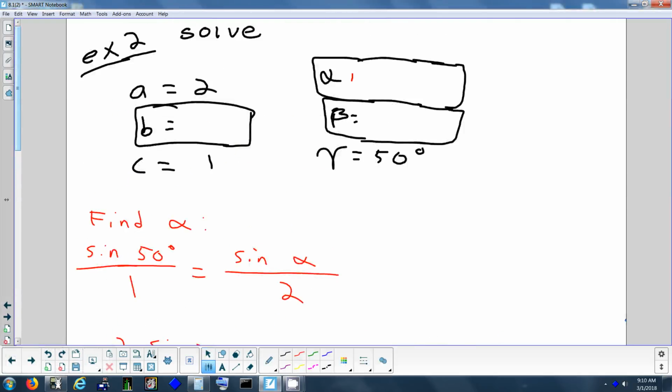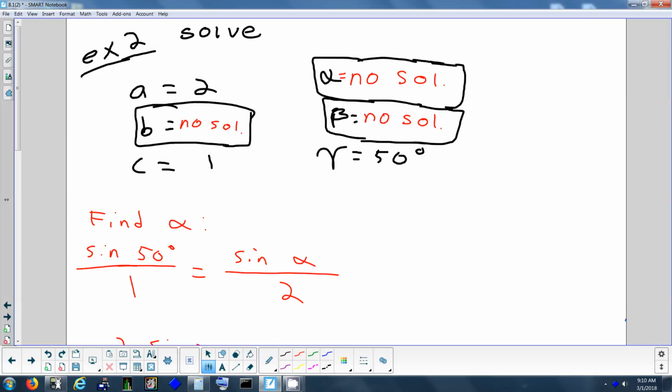Okay, so that means you can't find alpha. And if you can't find alpha, then you can't find anything else. Because now that you have alpha, what you would normally do is add it to gamma, subtract from 180, and you'd get beta. But you can't do that. And if you can't get beta, you can't get the side that's across from it. So very nice in terms of work, because you really do one calculation, and then you're done. So this is a no solution problem.